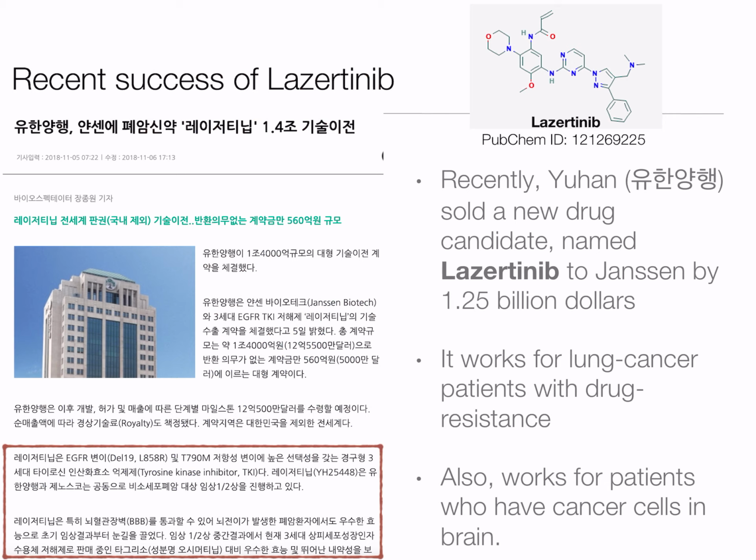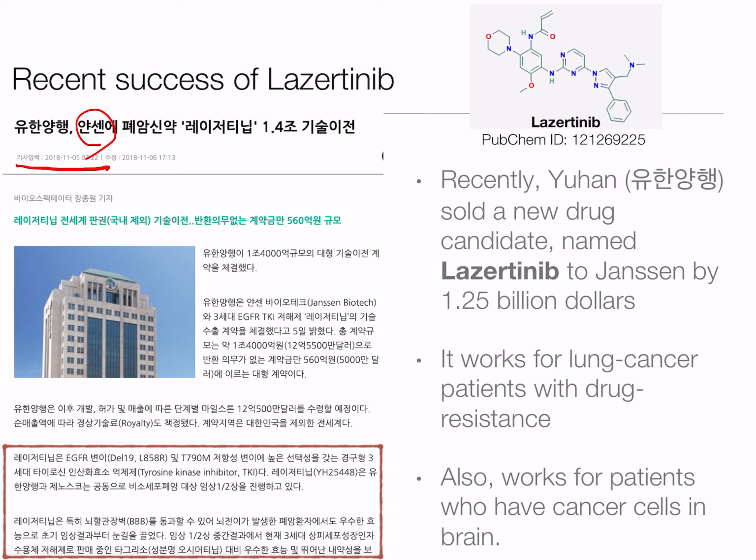Recently, Yuhan succeeded in developing a new drug. Actually, it's not a completely new drug, but an improved drug to treat certain kinds of cancer. As you can see, there is an article published in 2018. Yuhan sold their molecule to a big pharmaceutical company, Janssen, for $1.25 billion. The new drug they developed is named Lazertinib.